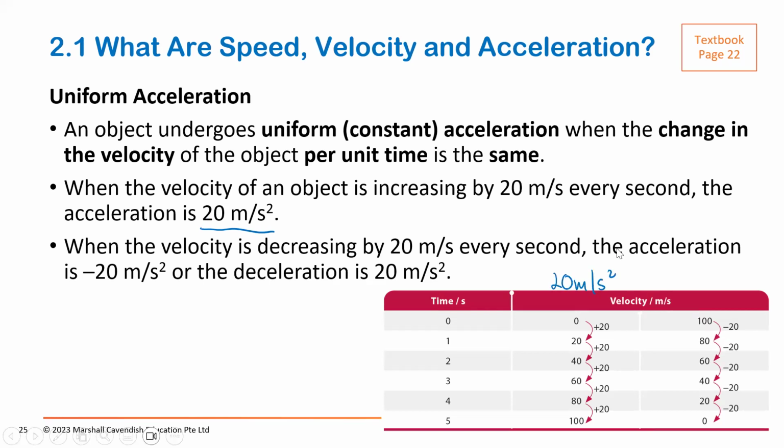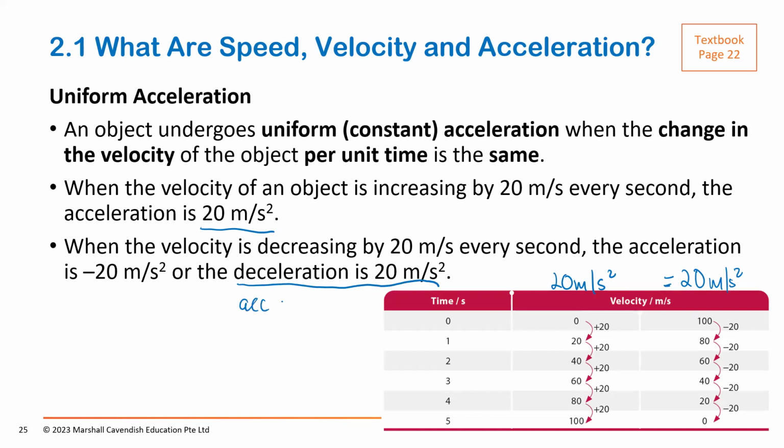Okay, over here. But then if you see the second column, or the third column over here, as the time progresses, the speed or velocity decreases. It decreases from 100 all the way to 0. It is slowing down, and it is slowing down by 20 every second. So we say that it has an acceleration of minus 20 meters per second squared. The minus simply means that it's slowing down. We say that it has a negative acceleration, or we can say that the deceleration is 20.